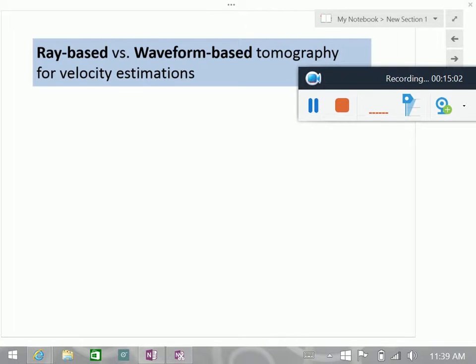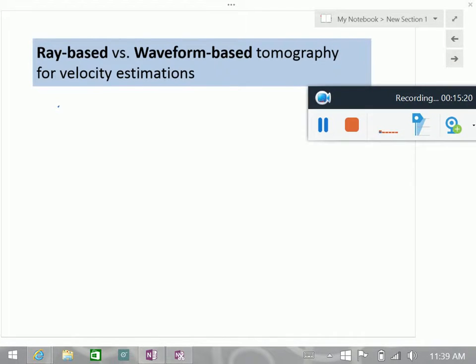Now, tomography. Let's define a little bit the terminology here. Does anyone know what it means? Like, what is tomography? What does it mean, really? So, tomo is a Greek word for slice or section.